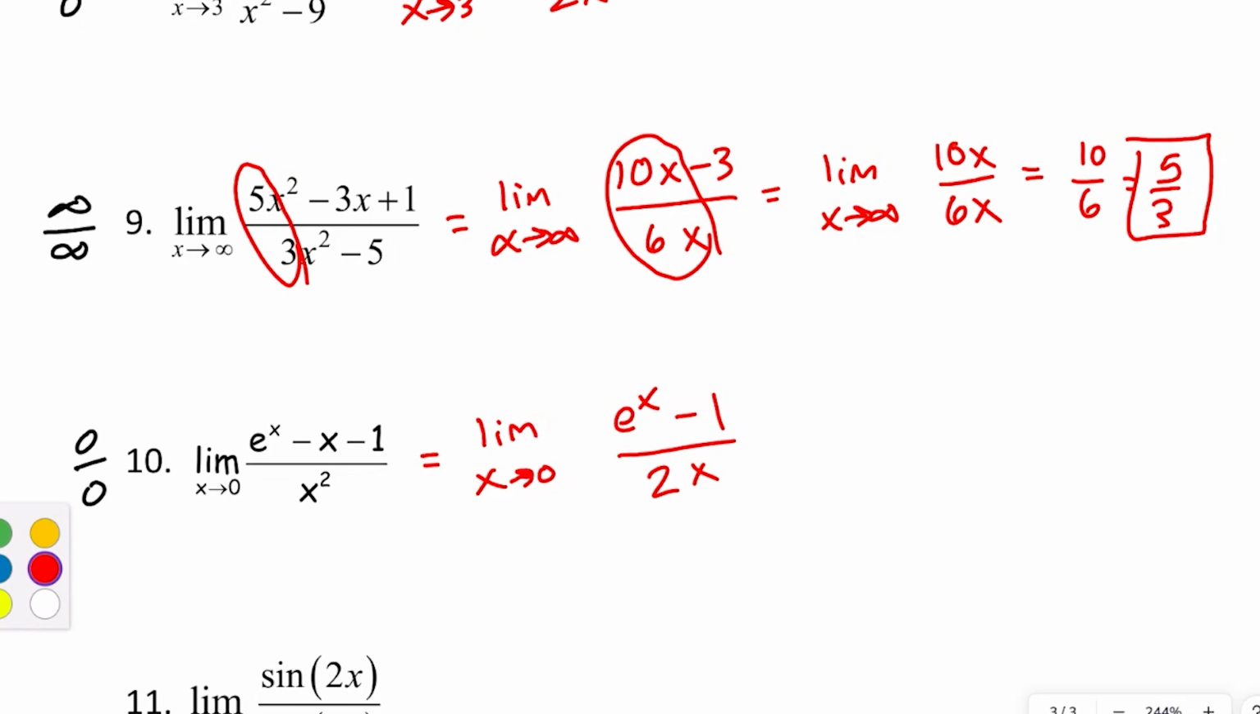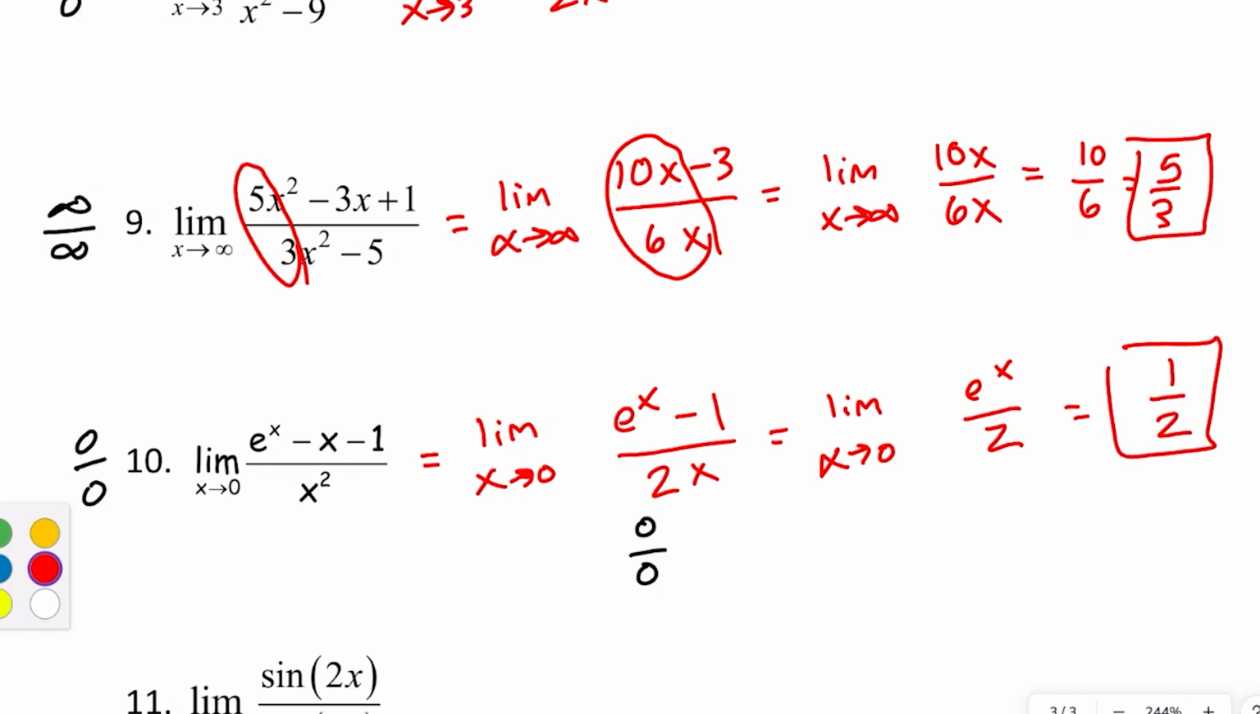Now it's still 0 over 0. It's still indeterminate. So we're just going to use L'Hopital again. And you just keep using it until you get one that works. So this is going to be the limit as x approaches 0 of e to the x over 2. And now all of a sudden it works. I could just substitute in 0, and I get 1 over 2.